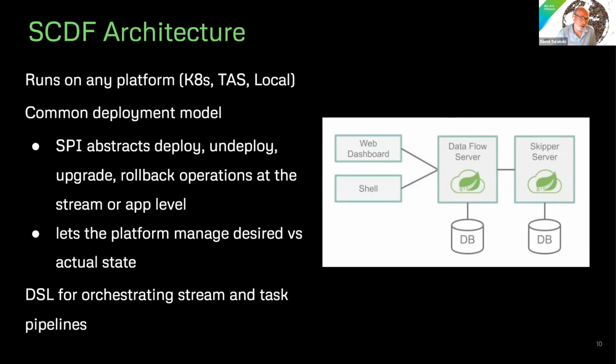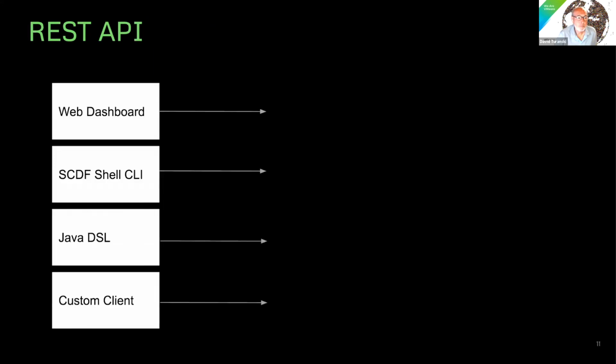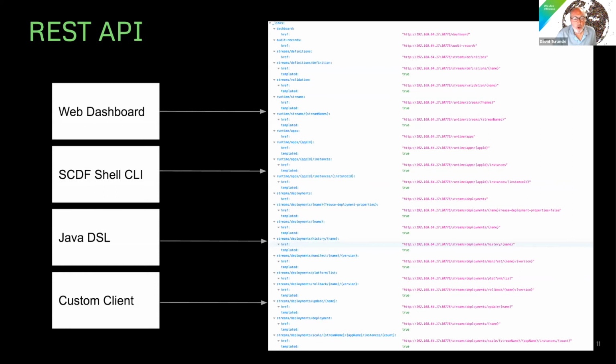Dataflow also provides a domain-specific language for orchestrating stream and task pipelines very easily. That can be used in conjunction or in lieu of the graphical editors that are provided by the dashboard. So the Dataflow clients, such as the dashboard and the Dataflow shell, are backed by a robust REST API. Some of the operations are shown here. There's a lot of them. So the web dashboard uses this API to talk to the Dataflow server. And likewise, so does the shell.